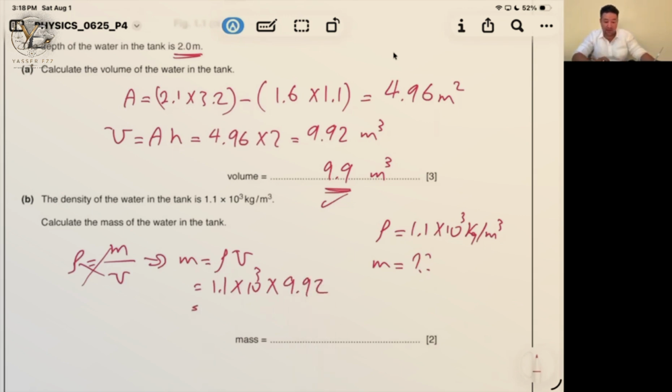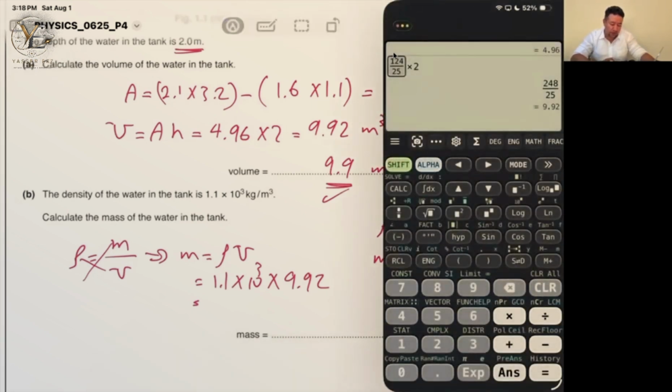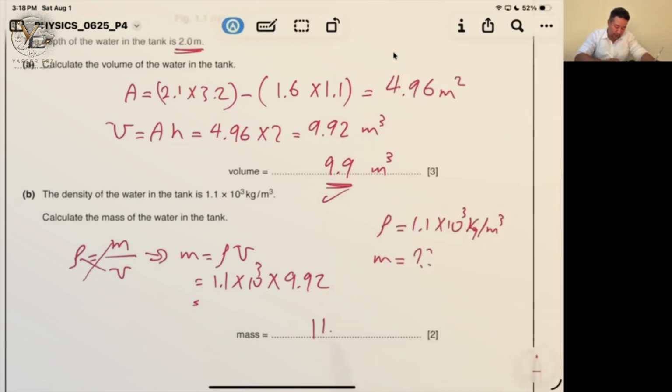You can use the exact value. It is better. I don't think it will make any changes, but it is better to use the exact value. So I have it here in my calculator. I'm going to multiply it by 1.1 times 10 to the power of 3. It will give us 10.9 times 10 to the power of 3. I'm going to write it as 11 times 10 to the power of 3, so it's 11 times 10 to the power of 3 kilograms.